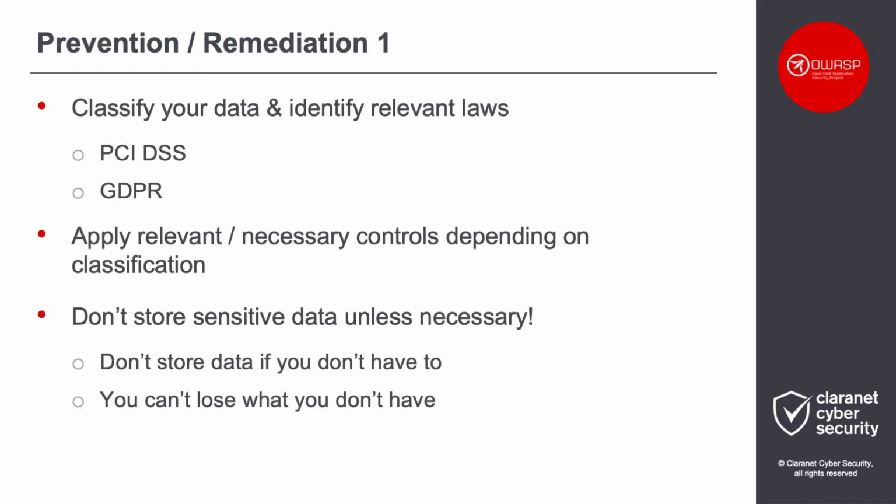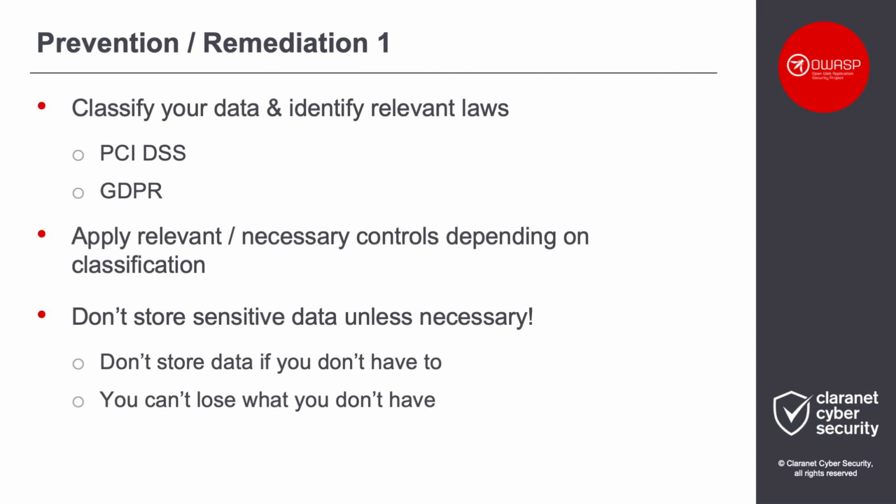So let's look at some prevention and remediation steps. It's very important that you classify your data and identify any relevant laws or restrictions that need to be put in place. There are concepts such as PCI DSS, which is the payment card industry data security standard, which are, I believe, 12 steps which you need to follow and adhere to if you're planning on handling and storing payment card information. We also have GDPR, which is an attempt to give back control of data to individuals rather than companies. You should definitely apply relevant and necessary controls depending on the classification of data. For example, if data is publicly available, an About Us web page, there's no need to encrypt that. There's no need for you to provide a password or do something of the like.